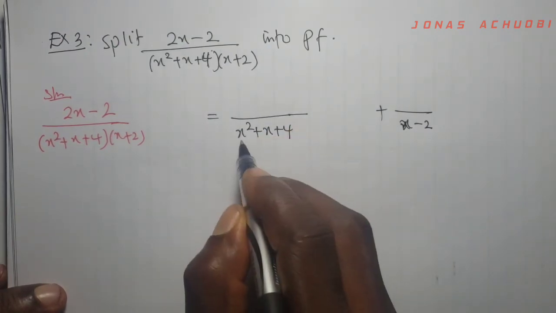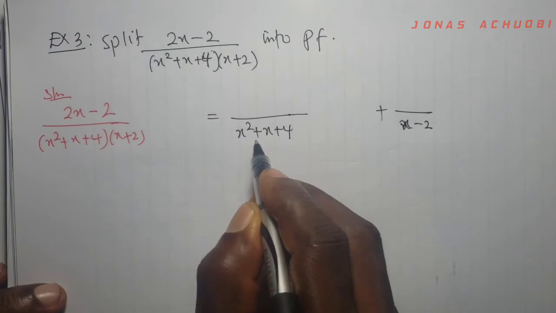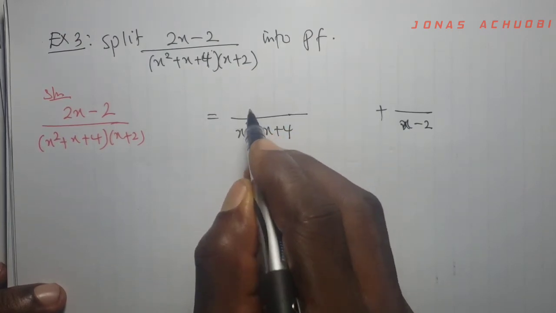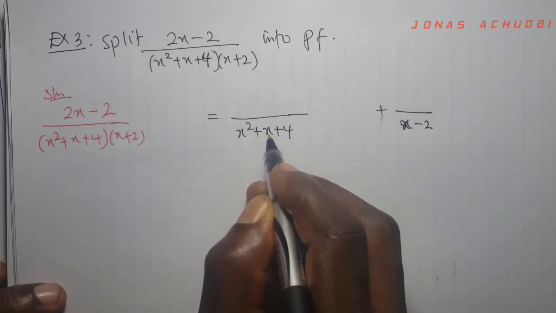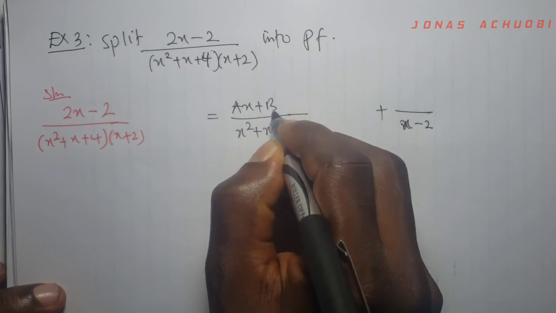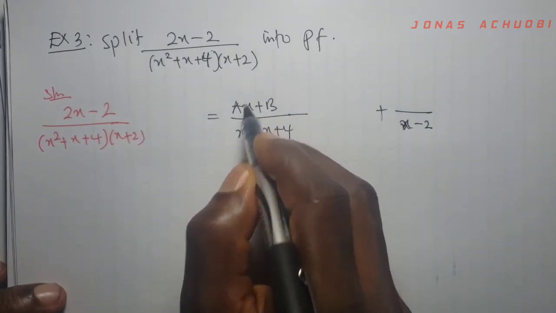So here, this is a polynomial of degree 2. So what should be up here? Remember, it has to be a polynomial that is 1 degree less than this. So this is degree 2, here has to be degree 1. So degree 1 will look like ax plus b. That's degree 1, because the highest power of x is 1.